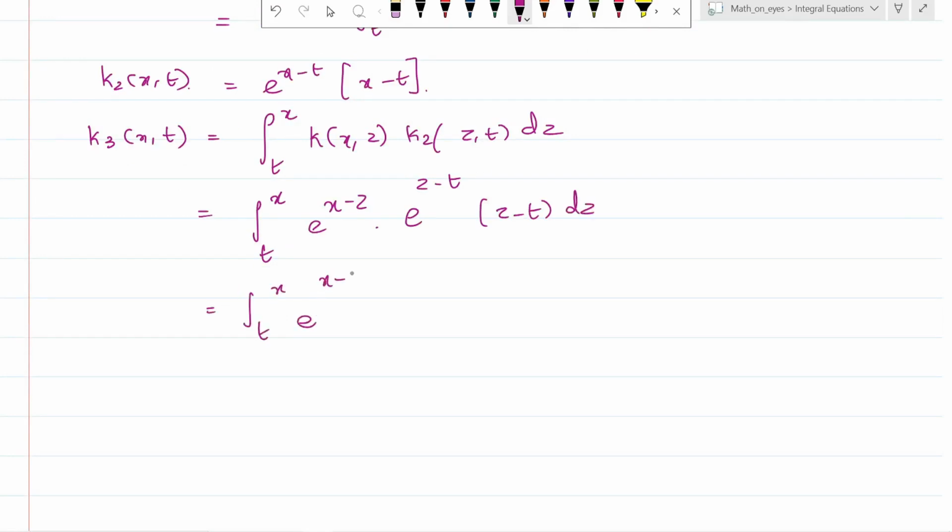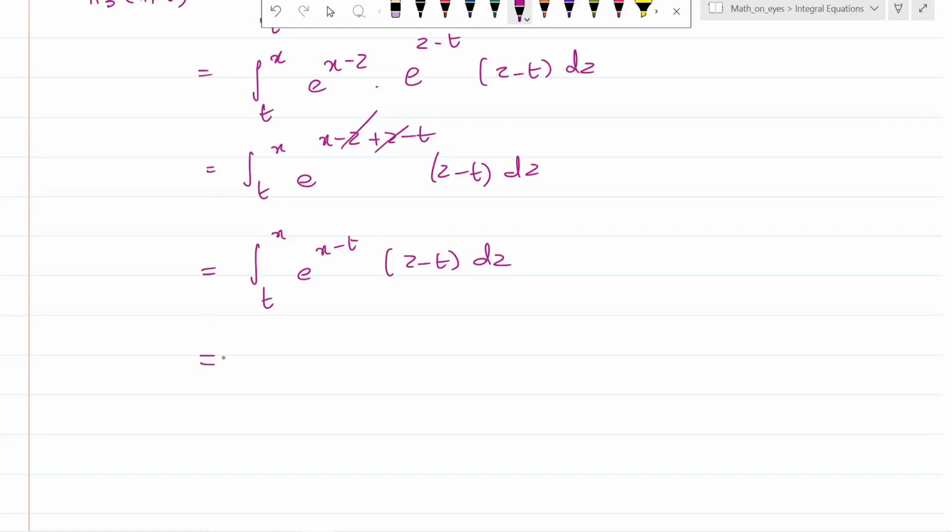e to the power x minus z plus z minus t, where minus z and plus z cancel each other, and we have z minus t into dz, which is equal to the integral from t to x, taking e to the power x minus t outside, of z minus t into dz. Here t is a constant, so this will be equal to e to the power x minus t into (z minus t) the whole square divided by 2. Your lower limit is t and your upper limit is x.